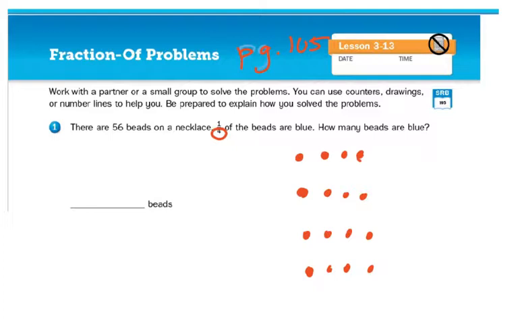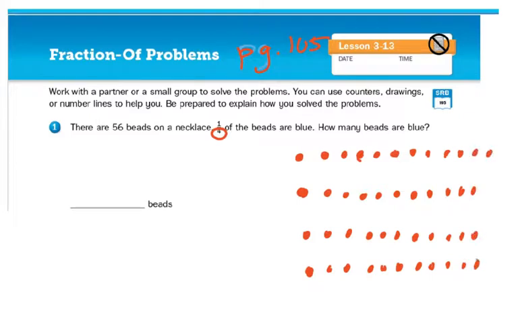Do this with me. 16, 17, 18, 19, 20, 21, 22, 23, 24, 25, 26, 27, 28, 29, 30, 31, 32, 33, 34, 35, 36, 37, 38, 39, 40, 41, 42, 43, 44, 45, 46, 47, 48, 49, 50, 51, 52, 53, 54, 55, and 56.